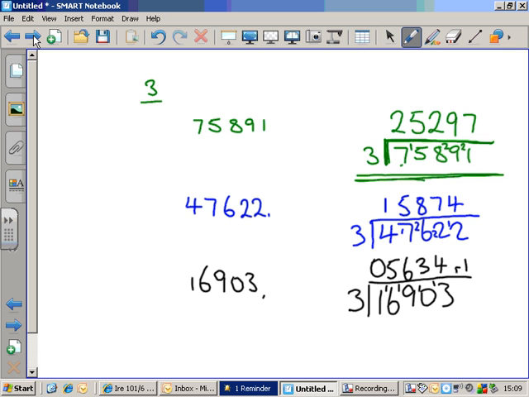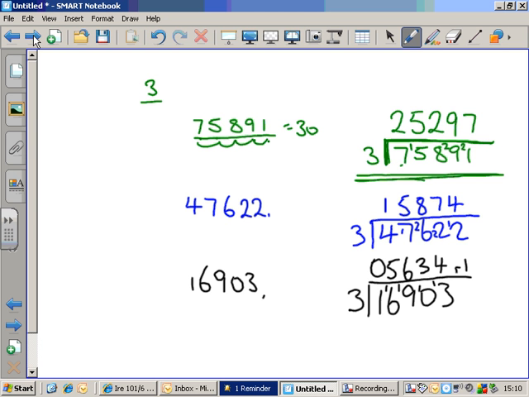Great, okay. Add up all the digits in this number. That means we've got a 7 and a 5 and an 8 and a 9 and a 1. 7 and 5 is 12. 12 and 8 is 20. 20 and 9 is 29. 29 and 1 is 30.